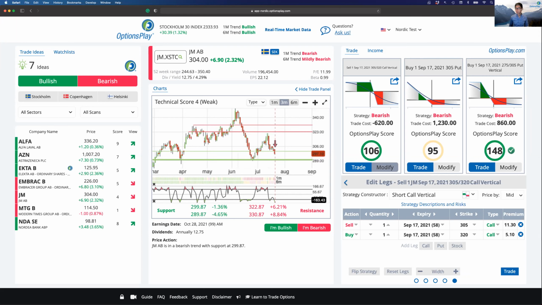Tommy is asking, do you plan on including IV rank in OptionsPlay? We currently have IV rank here in the US. We don't have it for the Nordics yet, but we are looking at data providers that can give us the data we need to calculate IV rank for the Nordics. We have identified a vendor that can provide us with the data, so we are working on that. Any other questions?